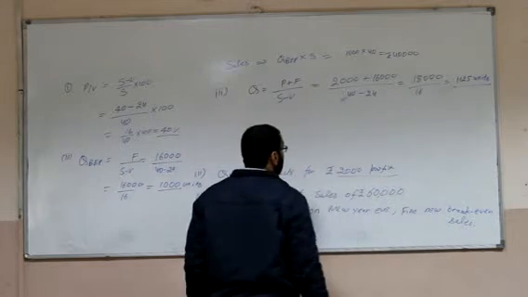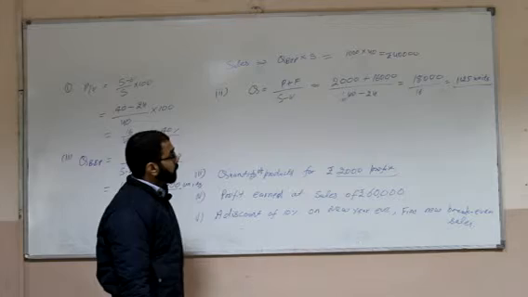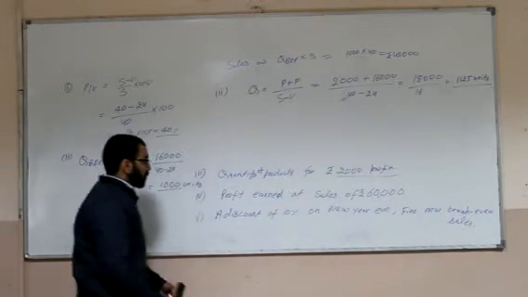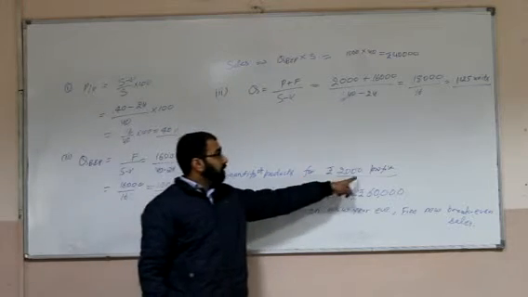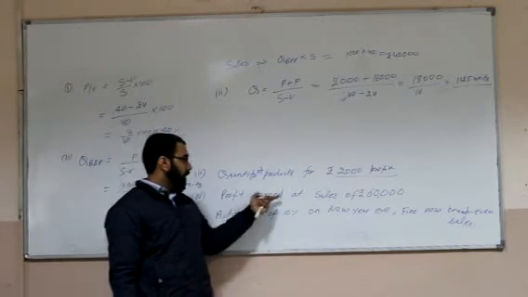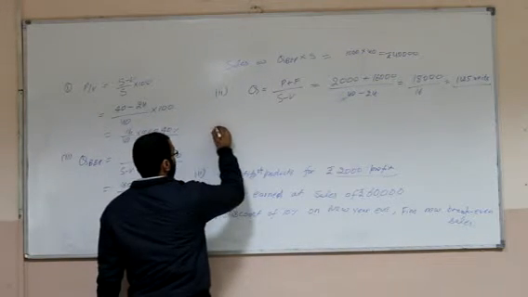Yes, 1,125 units. So we got the answer in this. Next is the profit earned at sales of rupees 60,000. This one is the fourth.